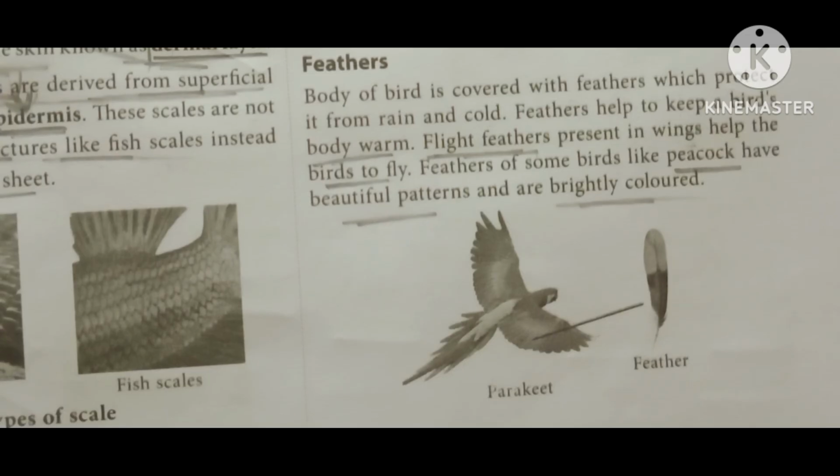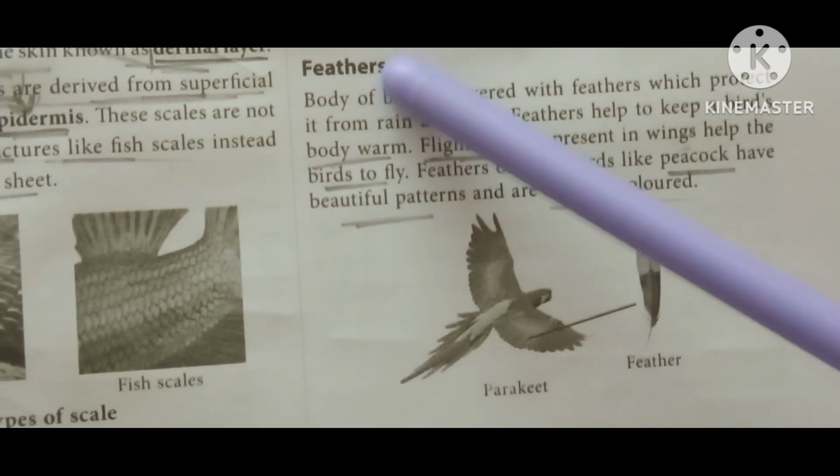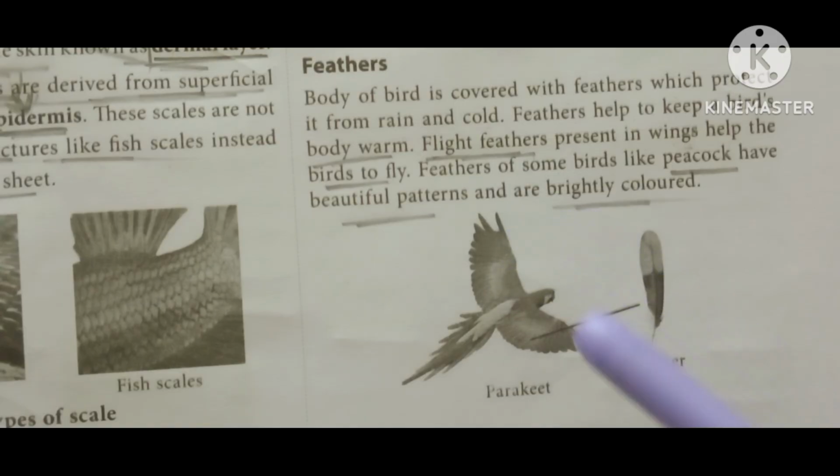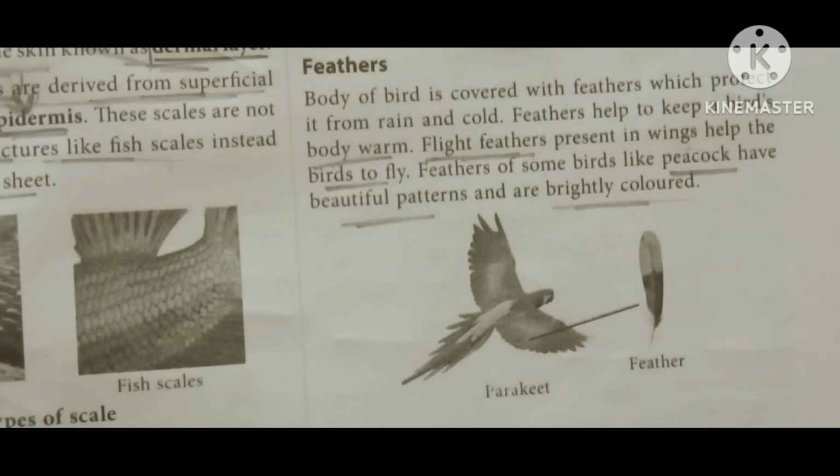The next term we should learn is feathers. These feathers are present in birds. Generally, birds' bodies have feathers. They help them to fly in the sky, and they protect the body from rain and cold.